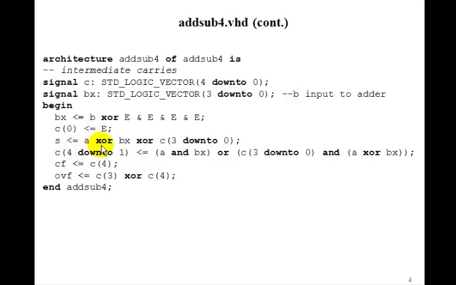S is just A exclusive ORed with BX exclusive ORed with C, 3 down to 0. C is the carry, 4 down to 0. And then C4 down to 1 gets A, 3 down to 0, ANDed with BX, or C3 down to 0 ANDed with A exclusive ORed with BX. Just the logic equation we had for the carry out. And the carry flag is C4 and the overflow flag is C3 exclusive ORed with C4, just as with the 4-bit adder that we had.